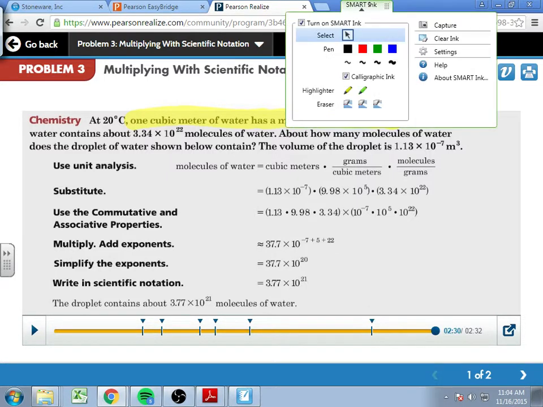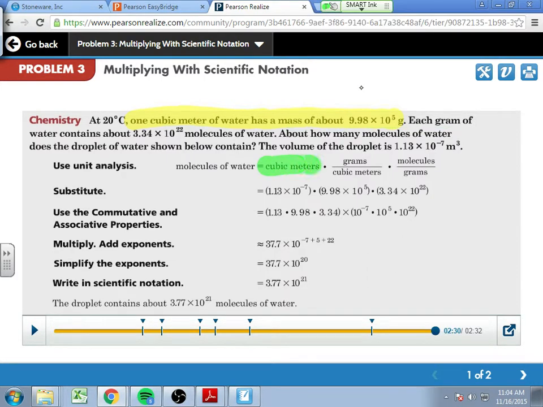Sorry, I misspoke when I said this. With the cubic meters, we're not using the entire fountain. We're just using the droplet volume. So that volume would be the volume of the droplet, which is where we get the 1.13 times 10 to the negative 7th, because that's the droplet volume.